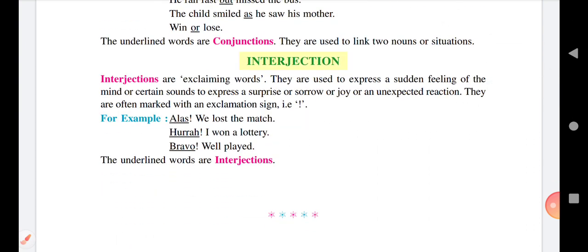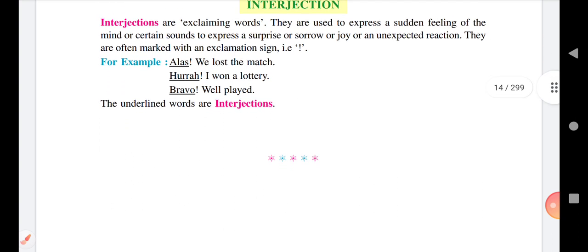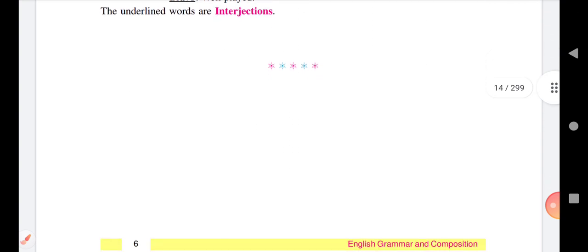Interjection. Interjections are exclaiming words. They are used to express a certain feeling of the mind or certain sounds to express a surprise or sorrow or joy or an unexpected reaction. They are often marked with an exclamation sign. For example, alas, we lost the match. Hooray, I won a lottery. Bravo, well played. The underlined words are interjections.